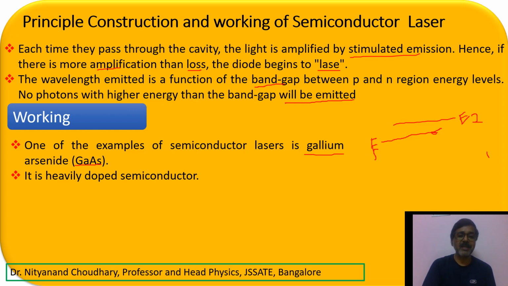So again, let us try to say this. What I had told you, this is your E1. So now this is your conduction band. Let us suppose this is your conduction band and this is your valence band. So what will happen? The electron remains in the conduction band and holes remain in the valence band.